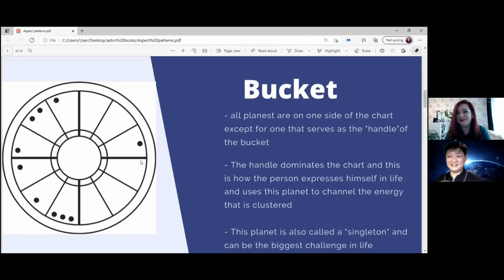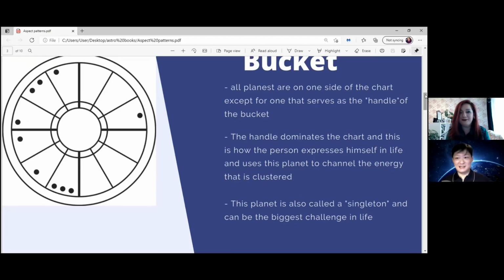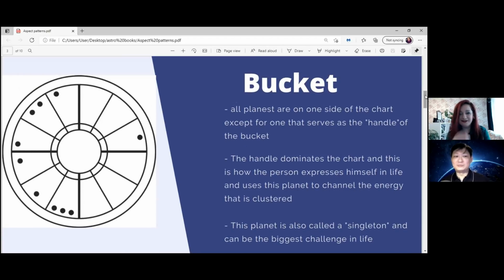Everybody's relying on this planet. The rest of the planets are like, you have to be our main character, you have to be our leader. And this can also indicate some sort of a complex, some sort of insecurity, especially before the person's 30th, before the Saturn return. It can be quite a struggle to express this, or to have it balanced, or to live it in the best way possible.